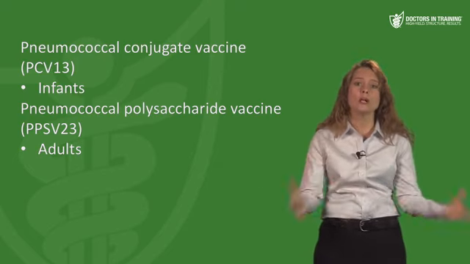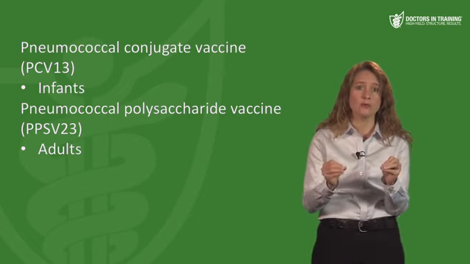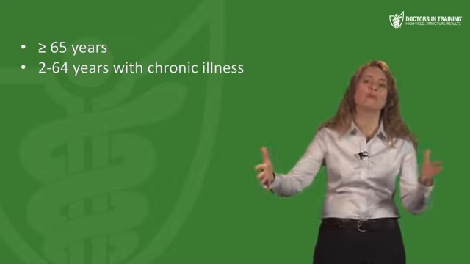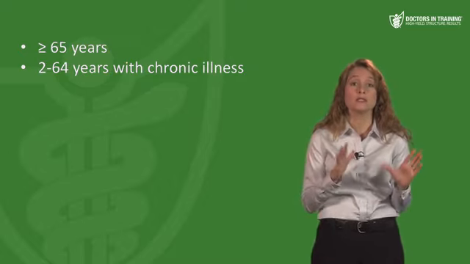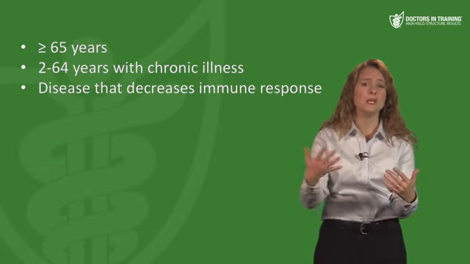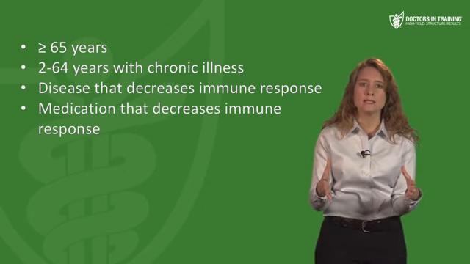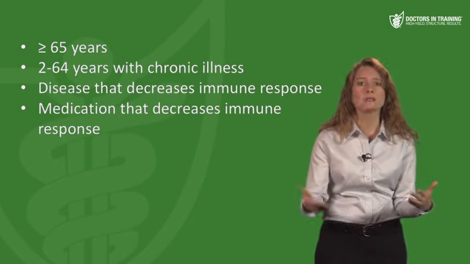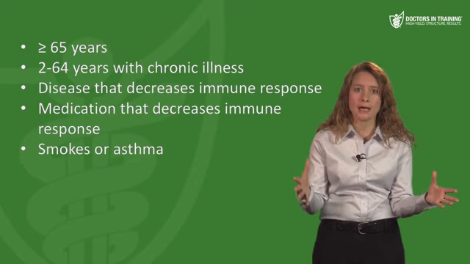There are a lot of indications for giving the pneumococcal vaccines to adults, and I'm going to quickly mention a few of them here. Anyone over 65, or that should be 65 and over. Anyone 2 to 64 who has chronic illness like heart disease, lung disease, sickle cell disease, diabetes, or cirrhosis. Anyone who has disease that lowers the immune system, something like leukemia, lymphoma, kidney failure, HIV, or asplenia. Anyone who takes medicines that reduce immune response, like steroids, chemotherapy, or radiation therapy. And anyone who smokes or has asthma.